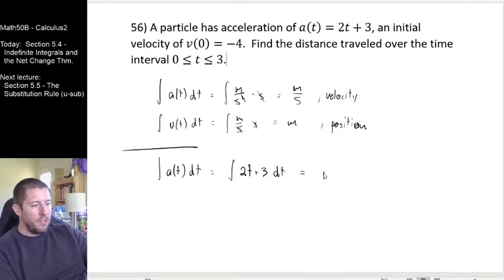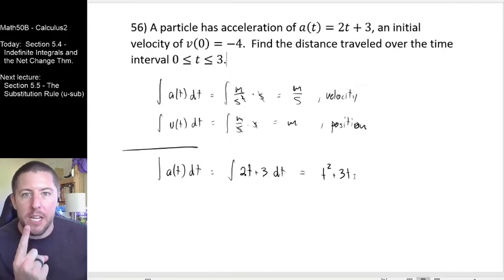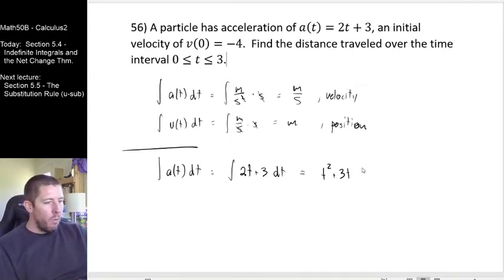Not too bad to do. This should just give me t squared plus 3t. And now I'm going to give you your first set of crazy eyes this semester. What goes on the end? You better not forget it. A plus c, always, right? There could have been a plus c out there.